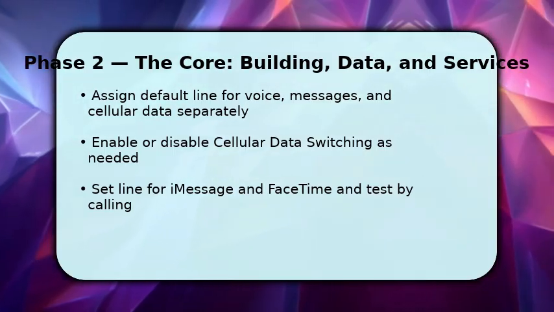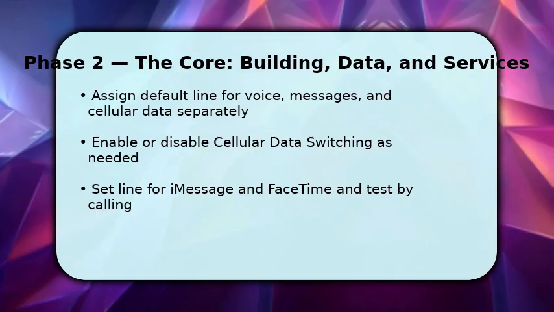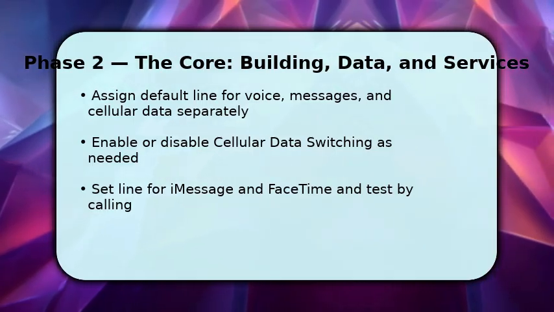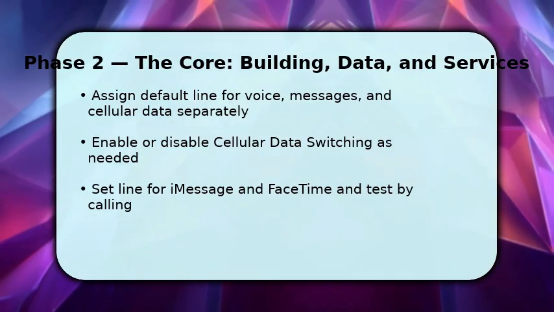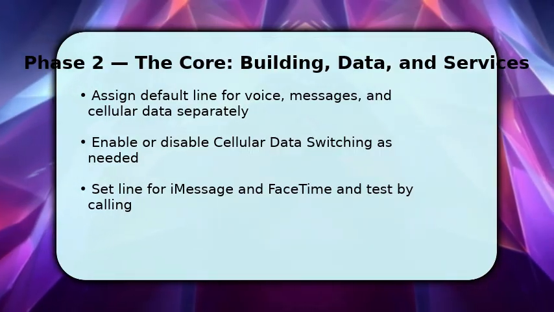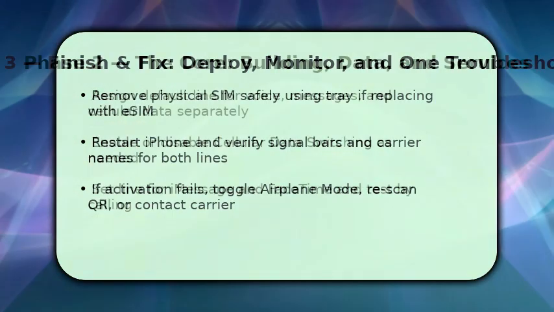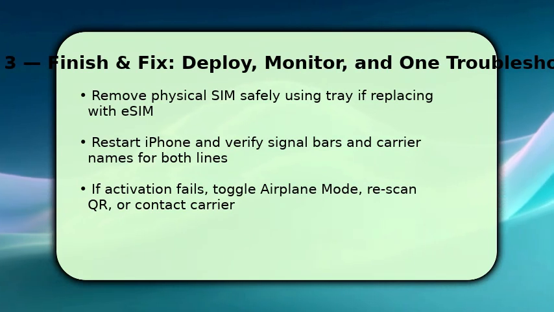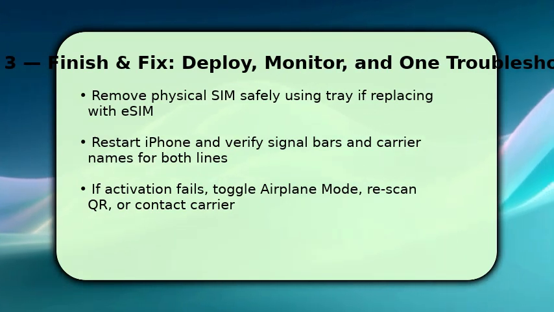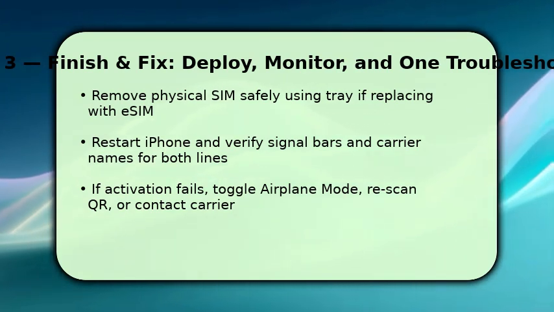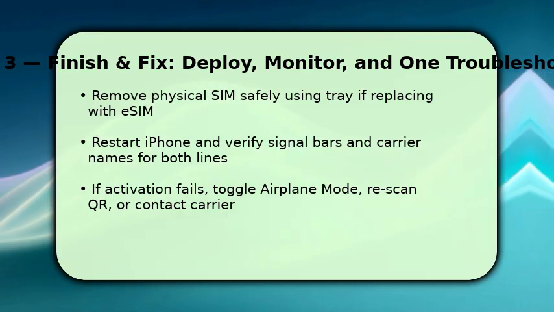Finally, set iMessage and FaceTime to the preferred line, and place a test call and message. Finish by swapping or removing the physical SIM if you're replacing it with an eSIM. Use the SIM tool and be gentle. Restart the iPhone to finalize activation, then check both signal bars and carrier labels to confirm connectivity.